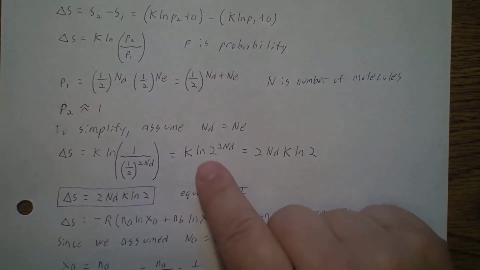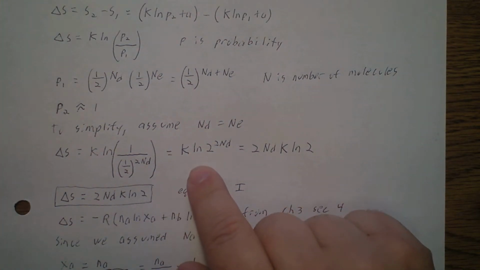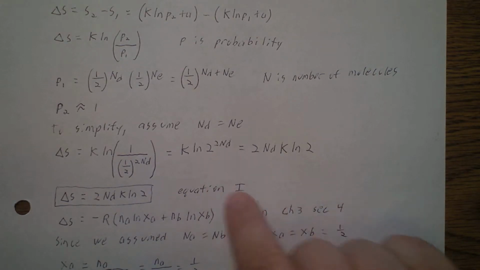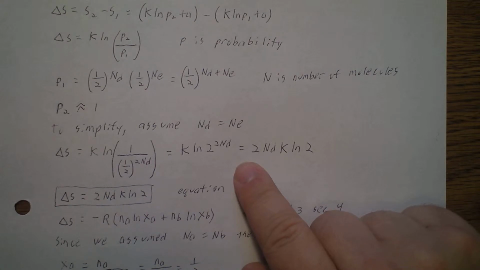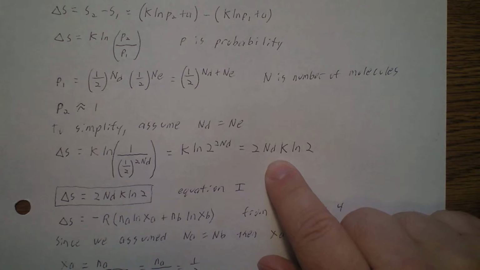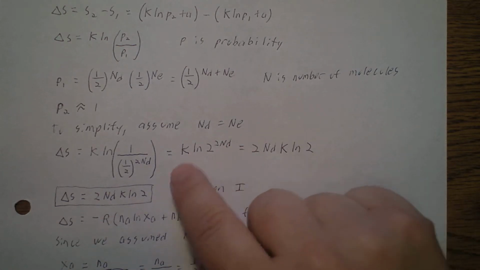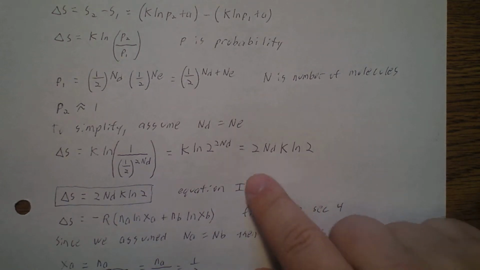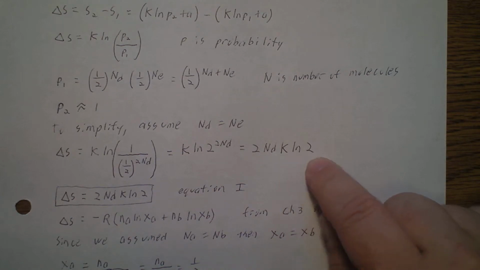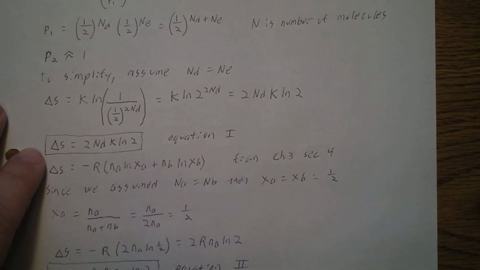So taking that, we're going to take this K times the natural log of 2 to the power of 2 times the number of molecules of D. And that's going to be equal to, taking this 2 down in front, 2 times the number of molecules of D times K. Remember, you can pull exponents out of the natural log. So 2 times the number of molecules of D times this constant K times the natural log of 2. So this is going to be our equation 1 to refer to later on.